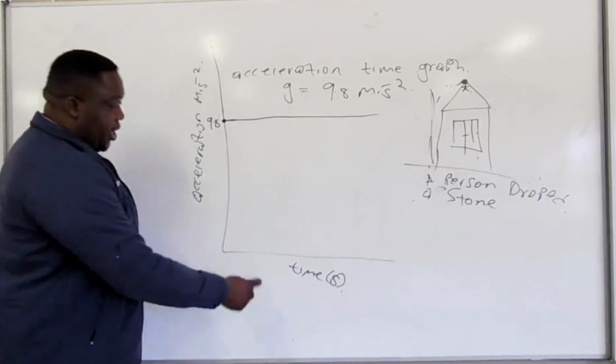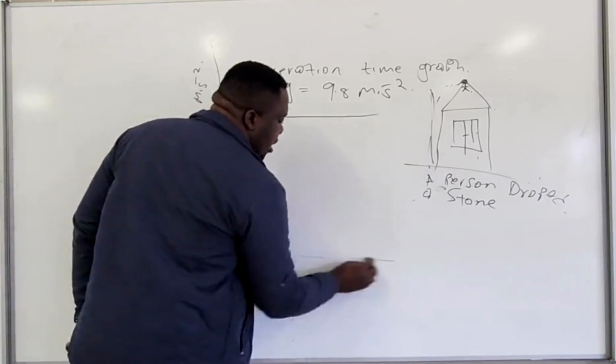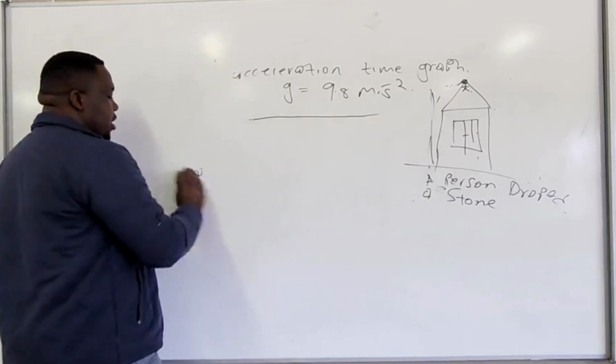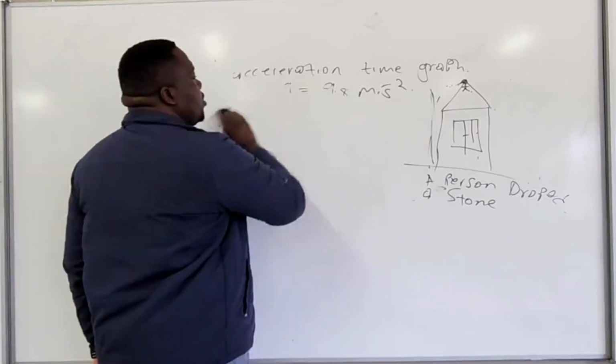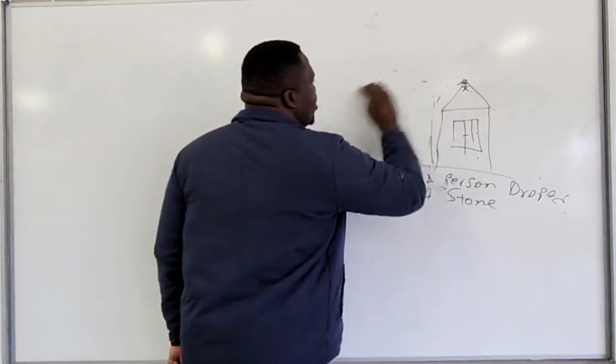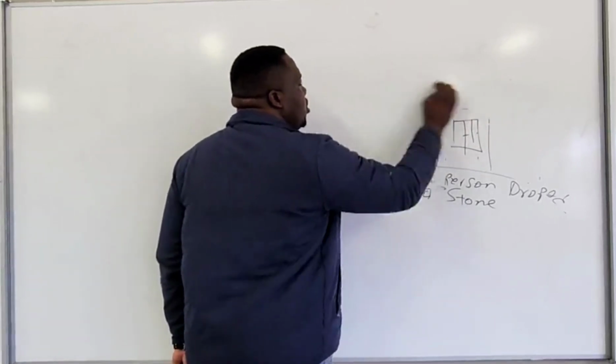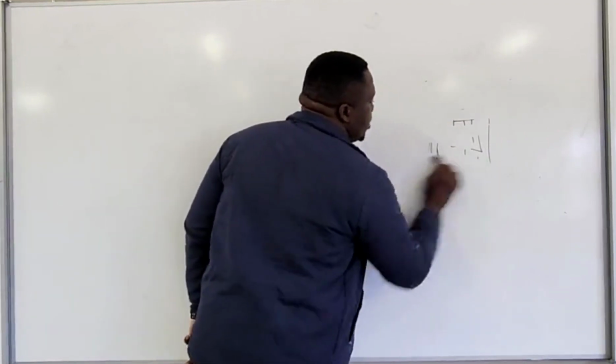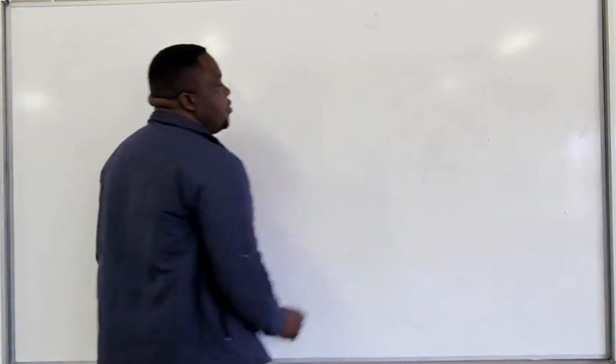The only trick which we can come across for an acceleration versus time graph is the trick of a bouncing ball, whereby the ball is bouncing. Although acceleration will always be 9.8, there is something that we need to take note of.